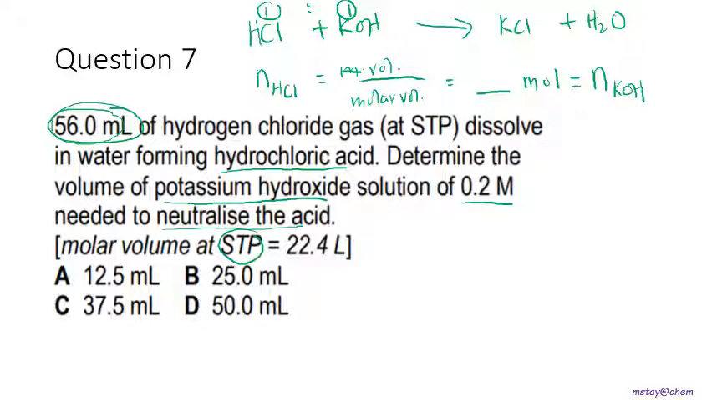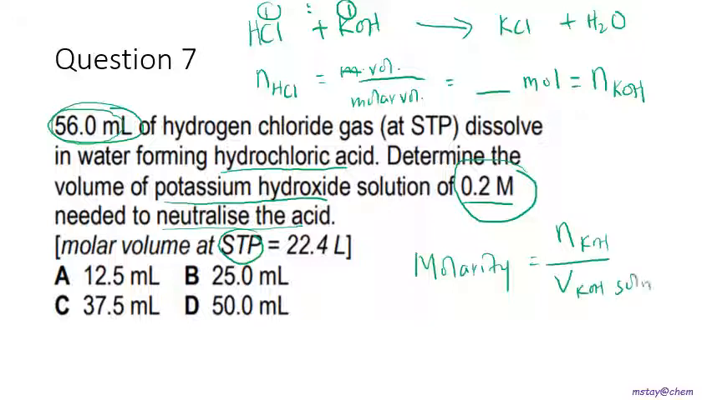After we have the number of mole of KOH, we relate the number of mole with the concentration. As we all know, molarity equals number of mole of KOH over volume of KOH solution. We already have the number of mole of KOH and the molarity of KOH. From here, we didn't know the volume of KOH, but now we can calculate it. So the final answer is 12.5 ml.